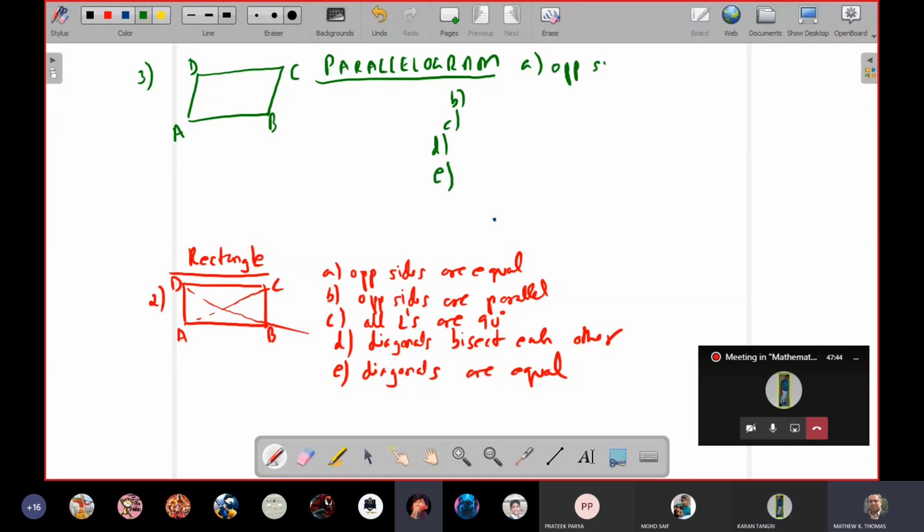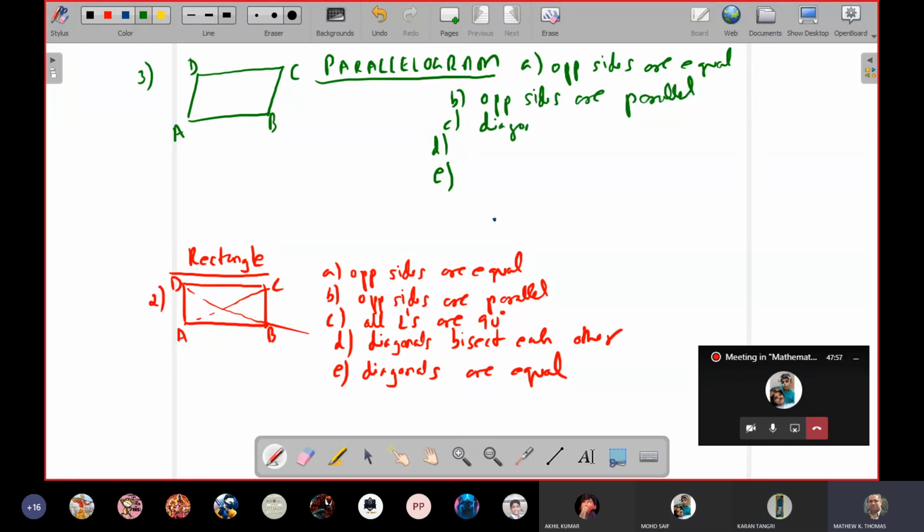The diagonals of a parallelogram bisect each other. Opposite sides are parallel. Opposite angles are equal. Correct, the opposite angles of a parallelogram measure the same. Angle A is equal to C and angle B is equal to D. Diagonals are going to bisect each other. So opposite angles are equal.